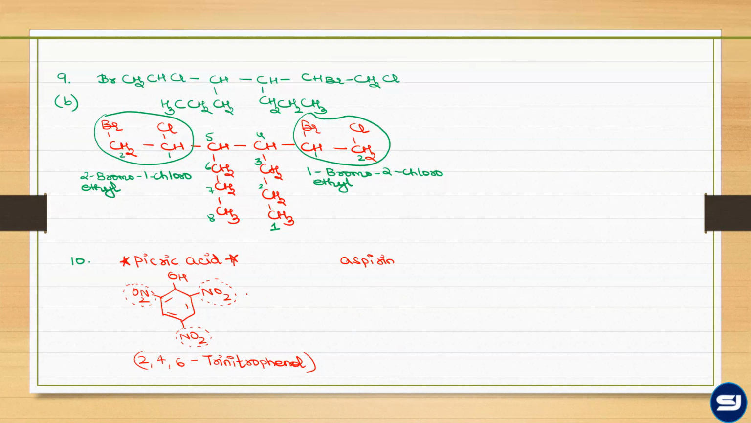तो ये एसिडिक स्ट्रेंथ EWG से क्यों एनहांस होता है, नाइट्रो ग्रुप लगाने से क्या इफेक्ट होता है, ये सब हम when we talk about the mechanism and the effects for acidic and the basic strength, we'll discuss it. But picric acid is a phenolic compound with the nitro groups at 2, 4 and 6.